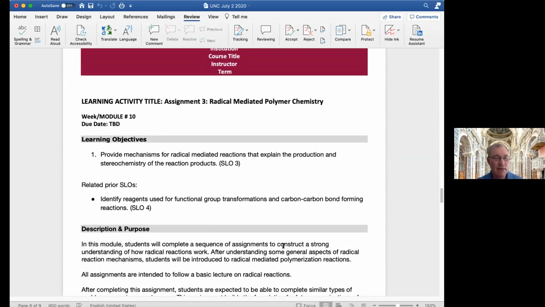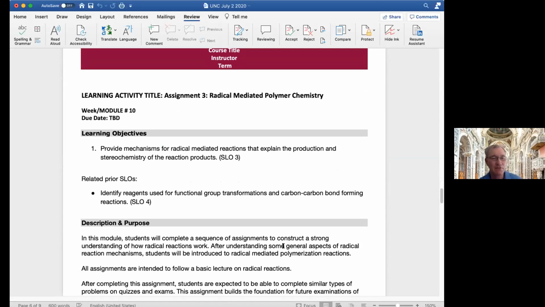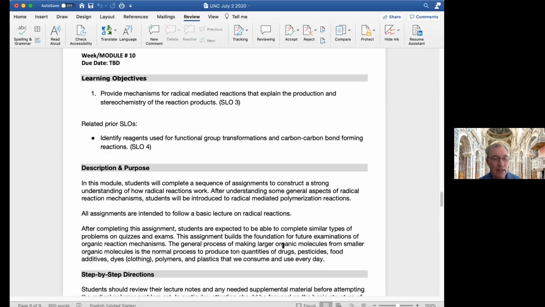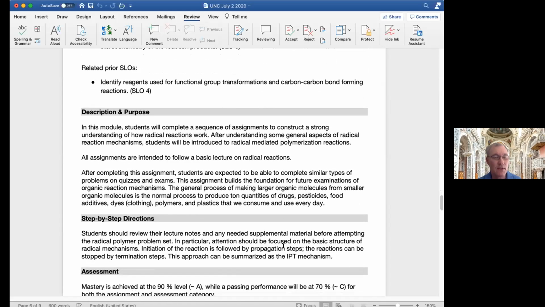And so here's the transparency sheet for this particular assignment. As you can see, it only has 1 MLO, and that deals with really writing a reaction mechanism for a radical mediated polymerization reaction. And this relates to one of the course SLOs, namely number 4, about using reagents for functional group transformations and carbon-carbon bond forming reactions. And as I mentioned, this is really activity number 3 in this particular module, and is dependent on students first completing the prior 2 assignments on both reactions and mechanisms.